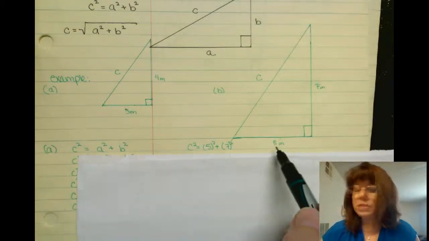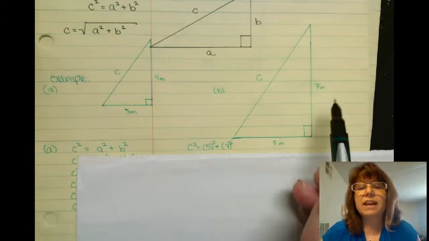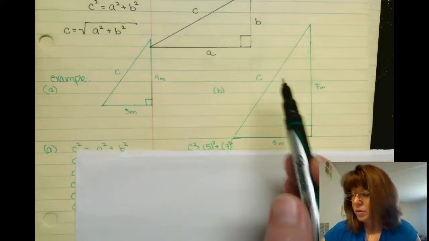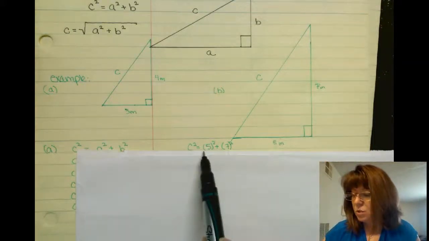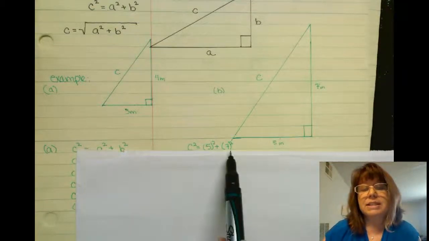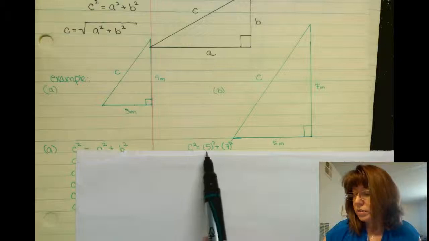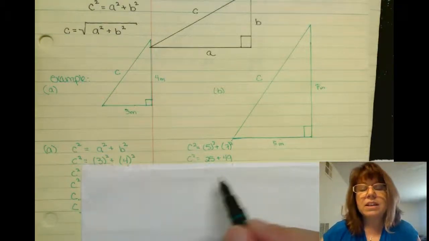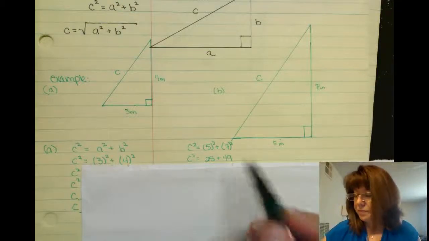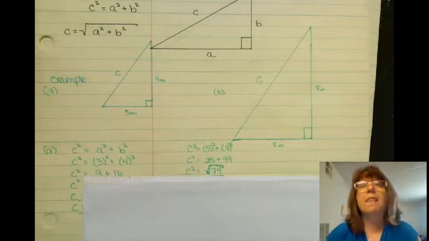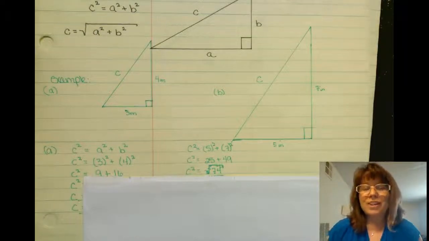This time with the lengths of 5 and 7 inches, and I don't know what my hypotenuse is. So again, C squared equals A squared plus B squared. A is 5 in this case, and B is 7. So C squared equals 5 squared plus 7 squared. 5 squared is 25, 7 squared is 49. So C squared equals 74.